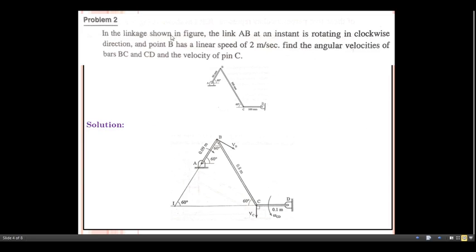In the linkage shown in the figure, the link AB at an instant is rotating in clockwise direction and point B has a linear speed of 2 meter per second.